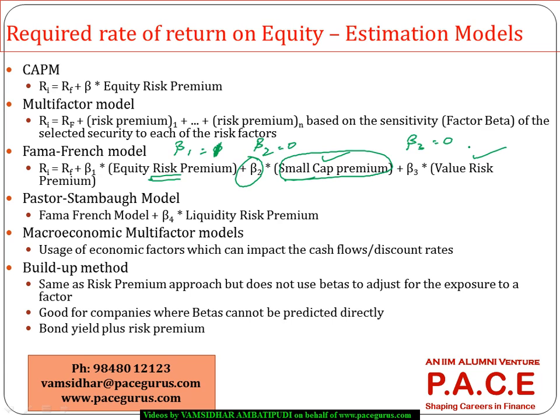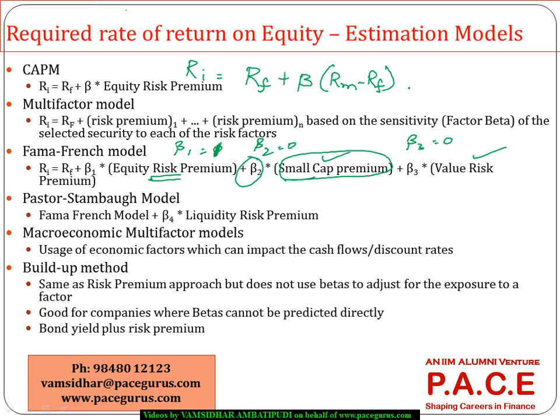So once we know these particular numbers, R small minus R big, R high book to market value minus the returns of low book to market value kind of companies, and the sensitivity of our particular security with respect to each of these three numbers, we can very well apply the Fama-French model to find out the expected rate of return on our security, which means you can very well say that this is an extension to the CAPM model, because the CAPM model is Ri equal to Rf plus beta times Rm minus Rf.